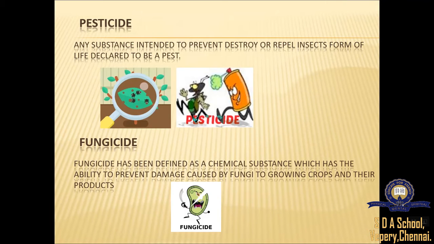Pesticides. Why we are using pesticides: pesticides are used to control various pests and disease carriers such as mosquitoes, rats, insects. Pesticides are used in agriculture to control the weeds. So any substance intended to prevent, destroy or repel insects declared to be a pest. Fungicide. A fungicide is defined as a chemical substance which has the ability to prevent the damage caused by fungi to growing crops.